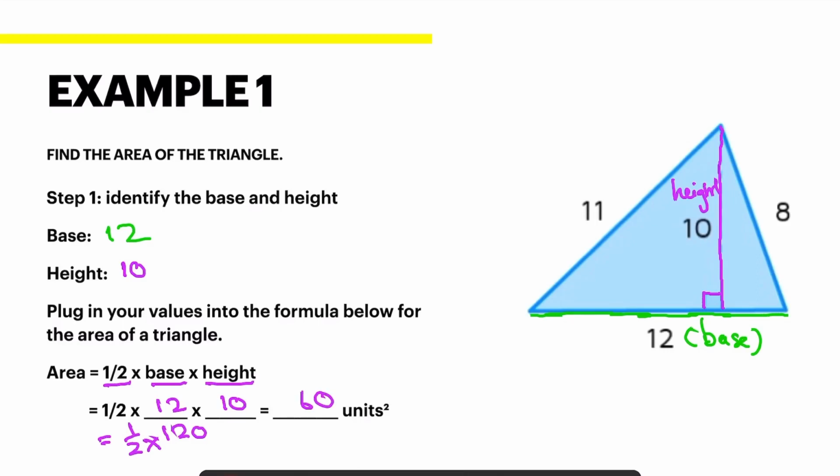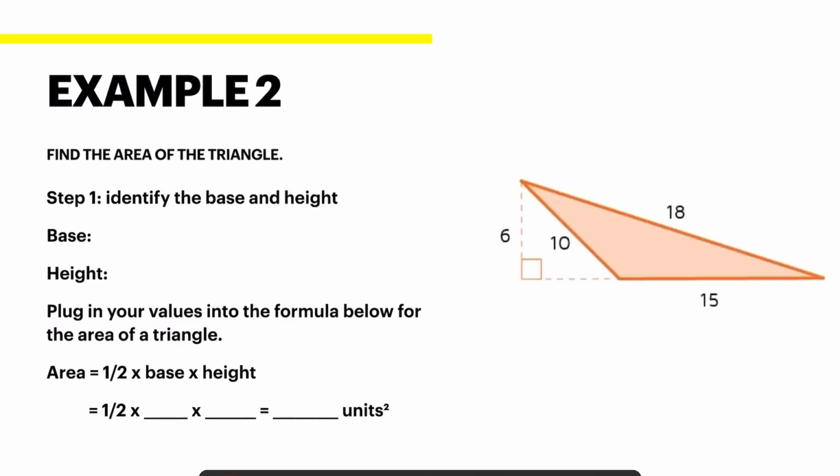Okay, let's try one more question. Now find the area of this triangle. Again, we start by identifying the base and height. Pause the video and resume once you have worked it out. Okay, so let's see. The base I'm going to assume is the bottom of the triangle, which is 15. So it's 15. The height must be perpendicular.